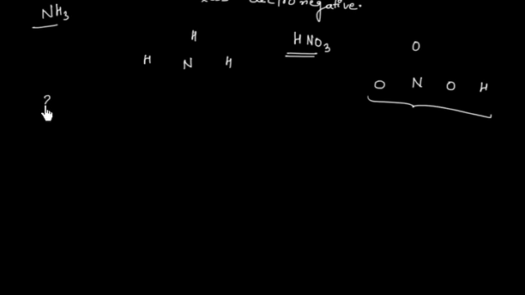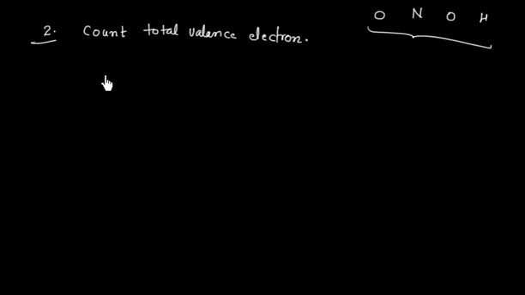What is the next step? Count the total valence electrons. What is the meaning of this step? Let us say I have H2O. What is the total valence electron count? Hydrogen has one valence electron. There are two hydrogens, so 2 into 1, and I have one oxygen. Oxygen has 6 valence electrons, so basically we have a total of 8 valence electrons in this case.